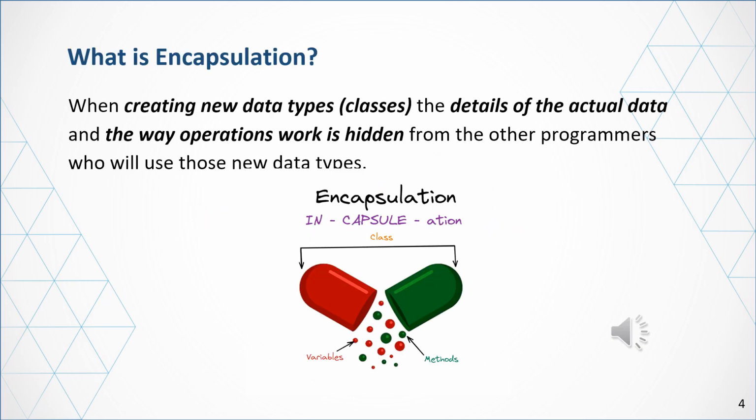In object-oriented programming, we often create new data types called classes. Encapsulation is a technique that allows us to hide the internal details of these classes, how the data is stored and how the operations work, from other programmers who might use them. This simplification makes the code easier to use and understand, and it also helps to prevent accidental errors by controlling how the data is accessed and modified. It's a key principle for building robust and maintainable software.